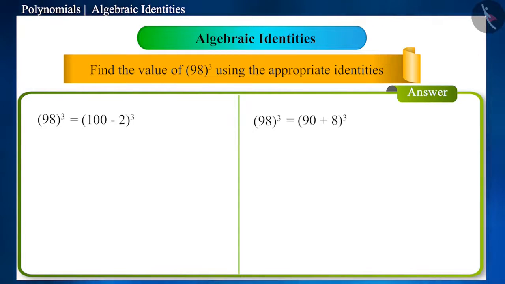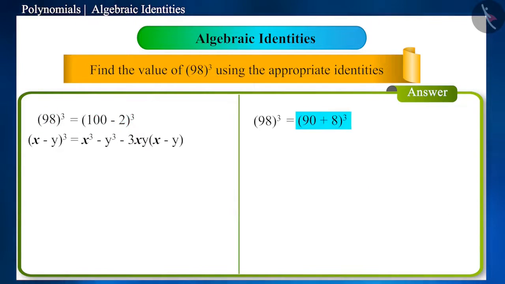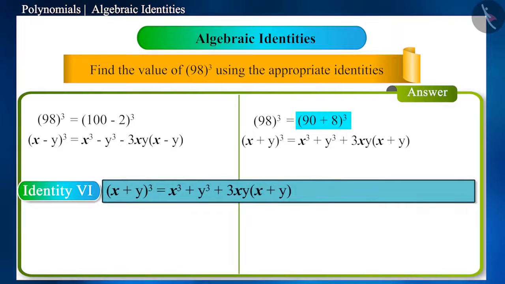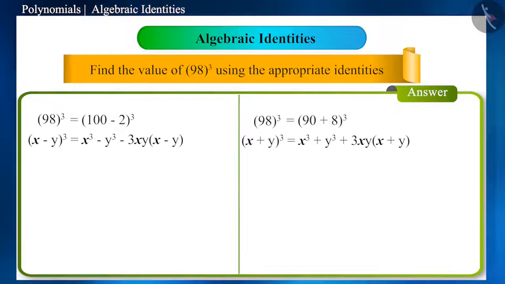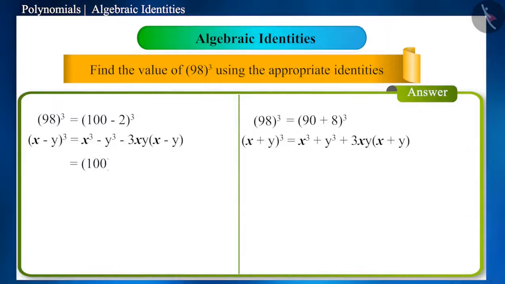Yes. When we write it as 100 minus 2 to the power of 3, then the identity x minus y to the power of 3 is used. And for 90 plus 8 to the power of 3, we will have to use the identity x plus y to the power of 3. Pause the video and try to solve it yourself.